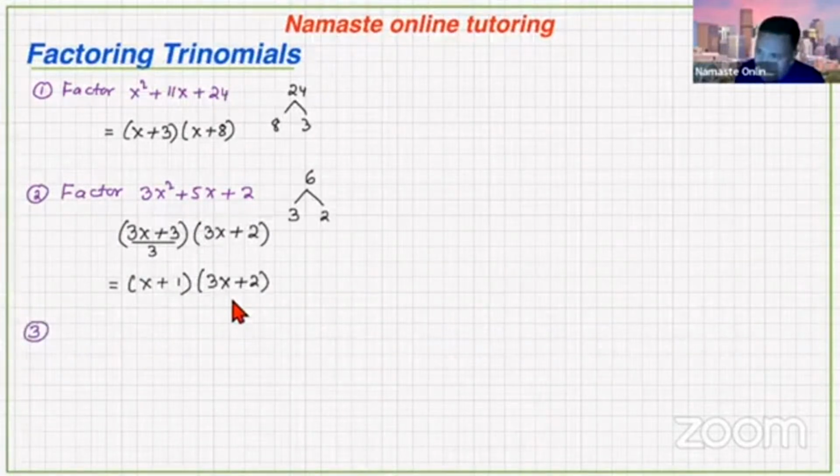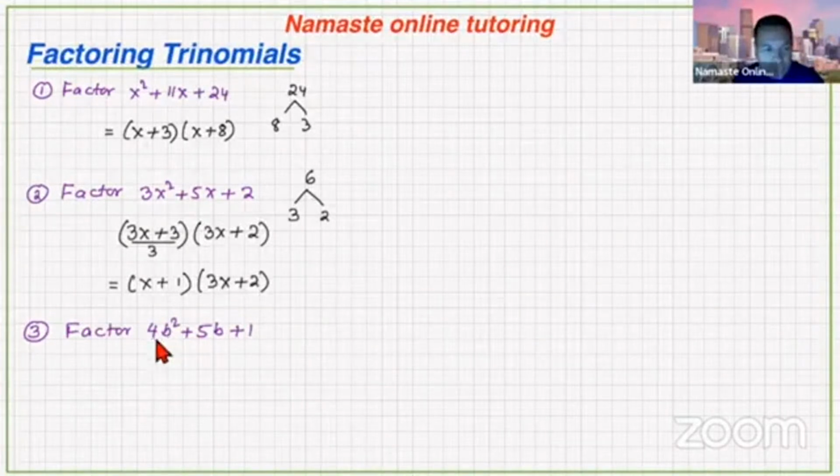In example 3, the question is factor 4b squared plus 5b plus 1. First we multiply the leading coefficient with the constant. So it will be 4 times 1, which is a 4. And then from 4, we have to find two factors of 4 that will add to 5. So the two factors of 4 that add to 5 are 4 and 1, because 4 times 1 is 4 and 4 plus 1 is 5.